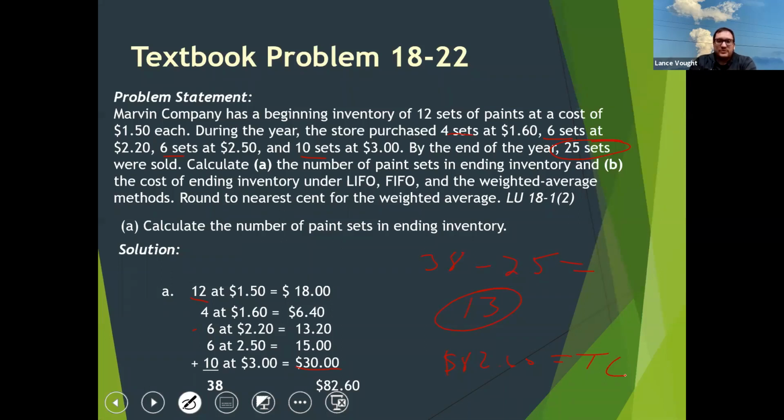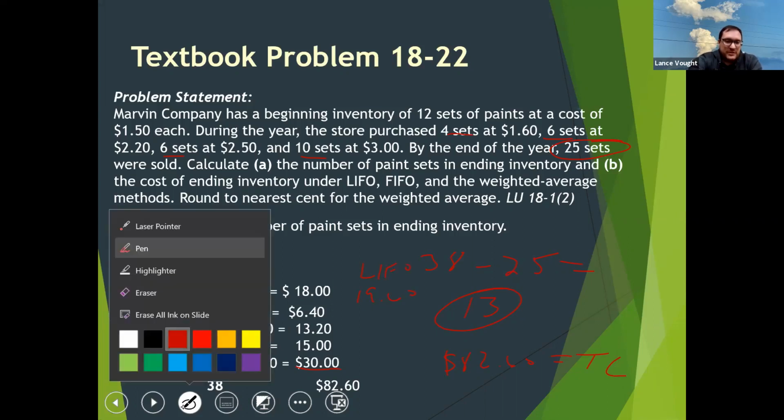So now what we want to do is find the cost of ending inventory using the weighted average method, LIFO, and FIFO. If we're doing LIFO, that means last in, first out. That means that the 25 are going to come from the back end. So we would subtract 10, subtract 6, subtract 6, and then subtract 3. And so the remaining 13 sets and their cost would be 18 plus $1.60, which is $19.60. So that's using LIFO.